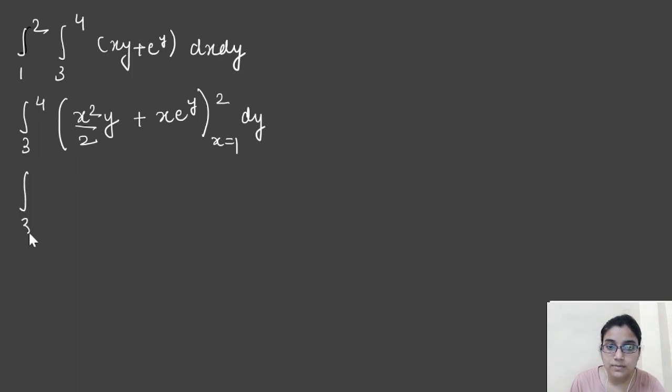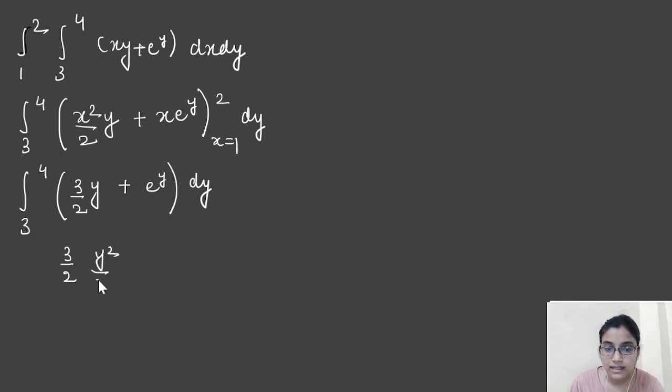So what it became, from 3 to 4, this is going to be 4 minus 1, that is 3 by 2y, because this is x square: 2 square minus 1 square, 4 minus 1, 3. And here this is x, so 2 minus 1 is 1, it will remain e raised to the power y dy. Now I'll integrate with respect to y, so it is going to be 3 by 2, then y square by 2 from 3 to 4, then e raised to the power y only, from 3 to 4.